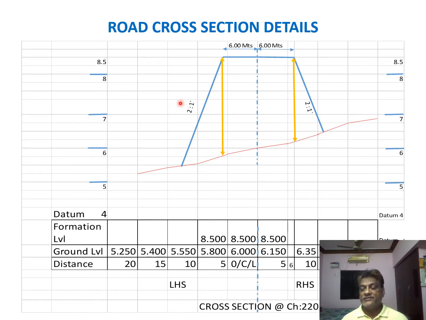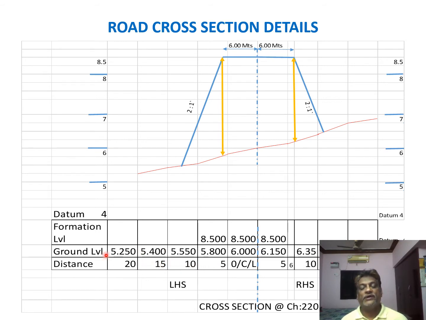So what we see is the road cross section details. This is the tabulation of the cross section where the distance, ground level and formation level are given. The cross section is at chainage 220 meters. So this is the central line of the cross section. This is the right hand side and this is the left hand side. The zero chainage is the central line here, and the right hand side levels are here, the left hand side levels are here. At every 5 meter interval, the levels are taken.